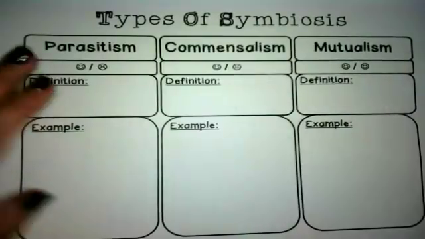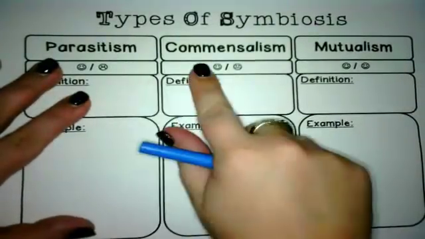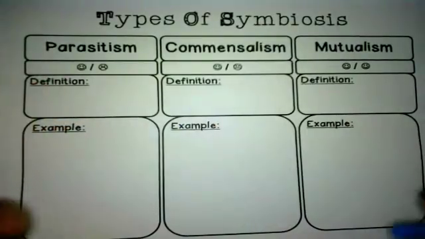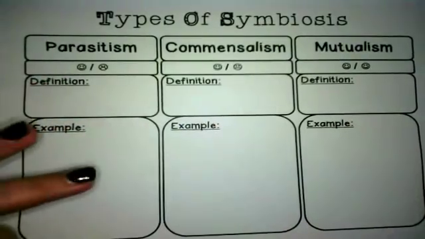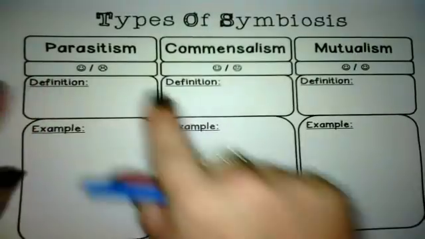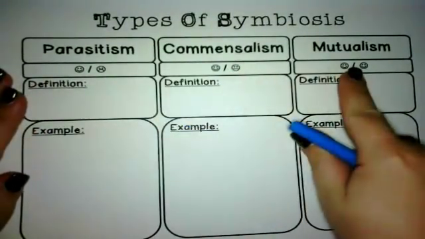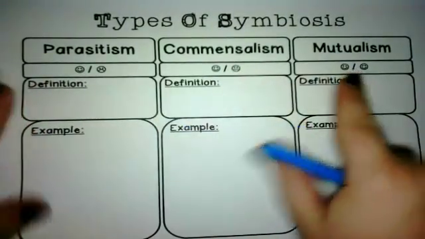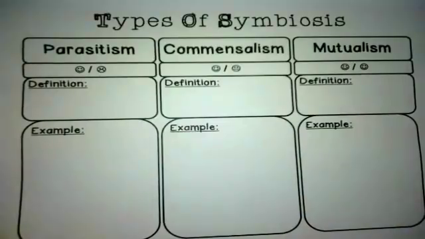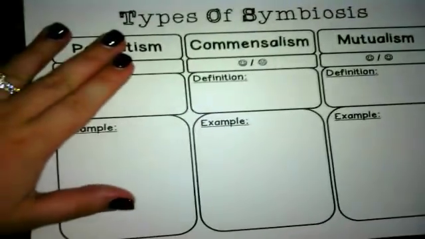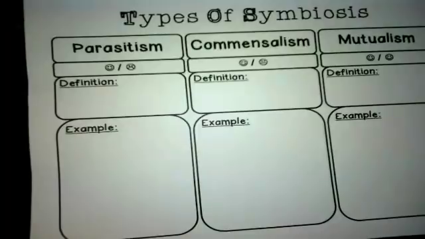So here we go. We're going to start with the types of symbiosis or symbiotic relationships. So there are obviously three types of symbiosis. You have parasitism, commensalism, and mutualism. They all have a little bit in common, but have some really big differences that are going to be important for you guys to remember for your SBA on Wednesday. So we'll start with parasitism, okay, over here on the left.